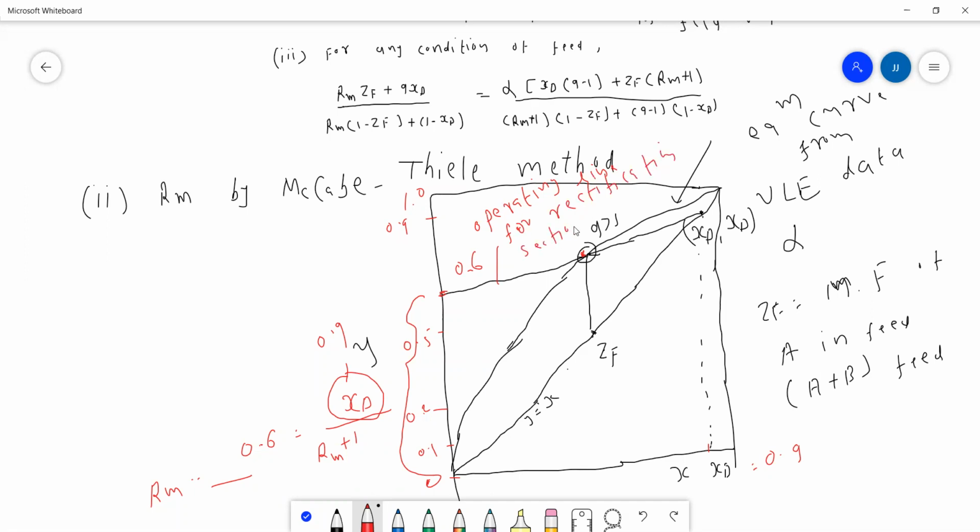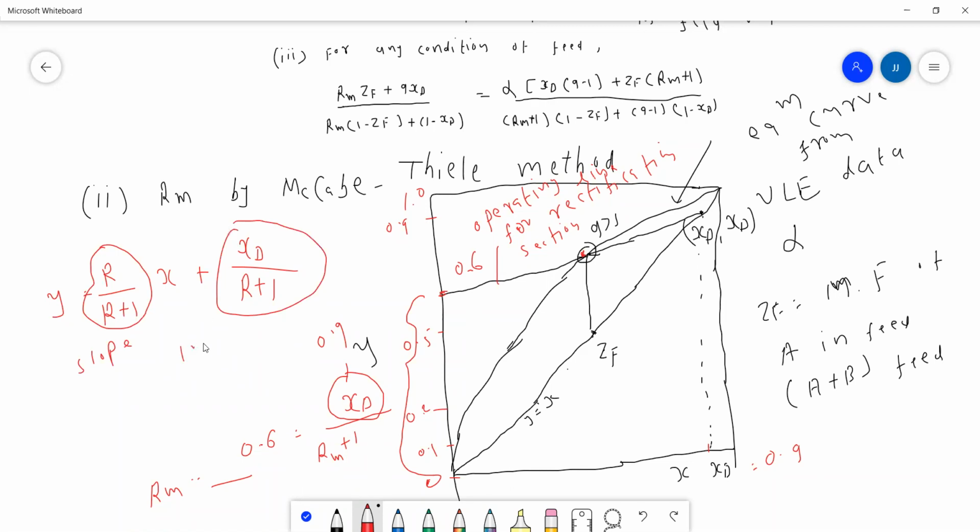Rectification section, right? And you know that the equation for the rectification section is y is equal to R divided by R plus 1 into x plus xD divided by R plus 1. So this is the slope, the equation of a straight line, and this is the intercept.